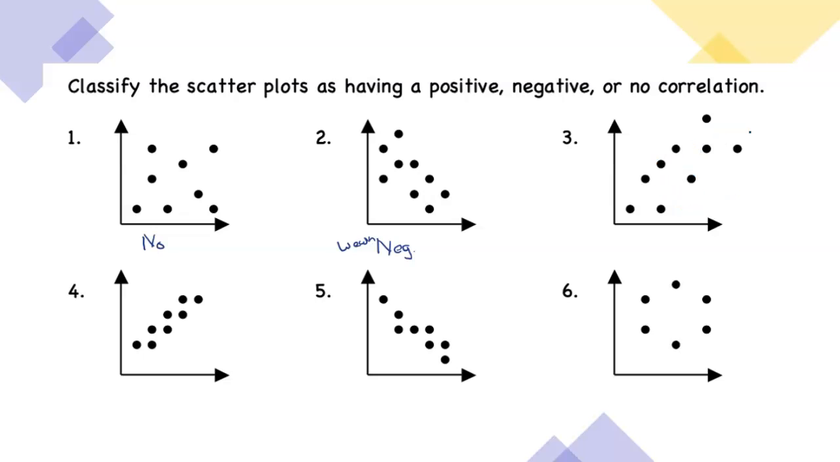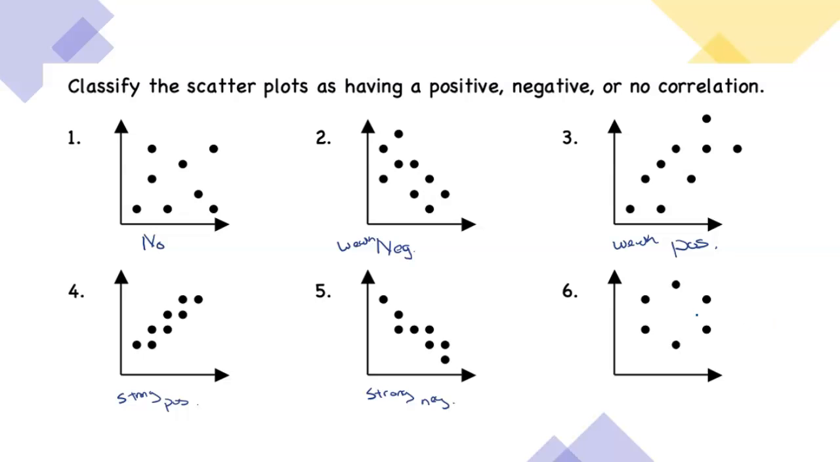Here, well, we appear to be headed uphill. It's not a great line, so we'd call that a weak positive. Number four, well, this is much closer to making an actual line. If I drew a line through here, that'd be almost a line. So I'd actually call this a strong positive as we're headed uphill. Number five, those are pretty close to actually falling in line, so I'd call this a strong negative.